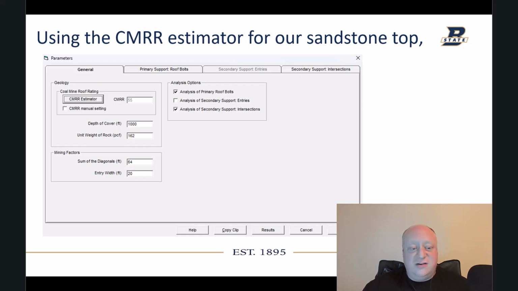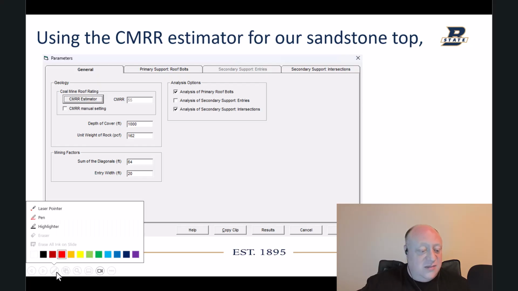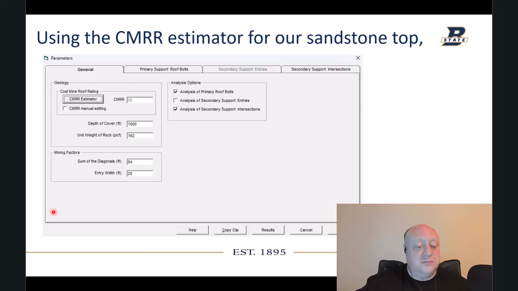Unit weight of rock, 162. We'll keep that to the default value. And then I added in the sum of the diagonals as 64 feet, and that may be a hair low, maybe 65 on those, given that we're looking at 20-foot wide entries here. There is some information on the sum of the diagonals in the help file that you can look at, and it gives you estimates for what those are based on the entry width.